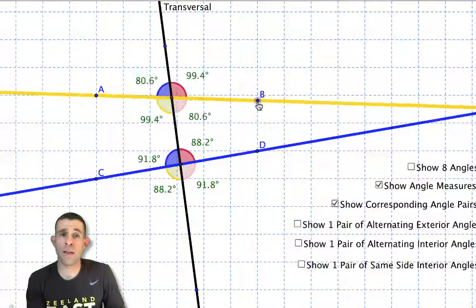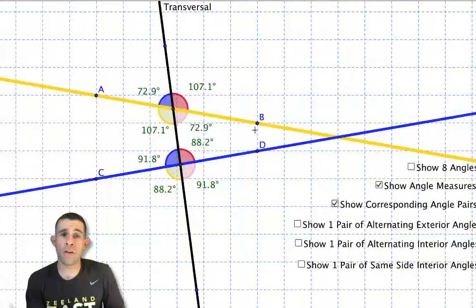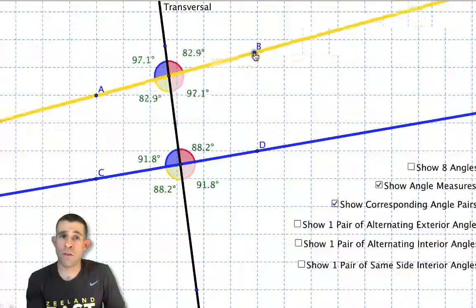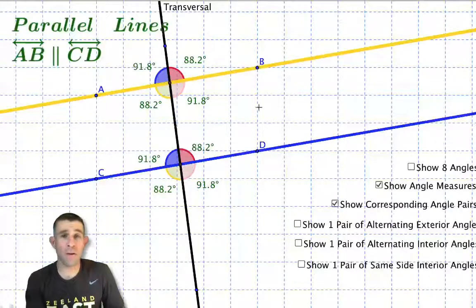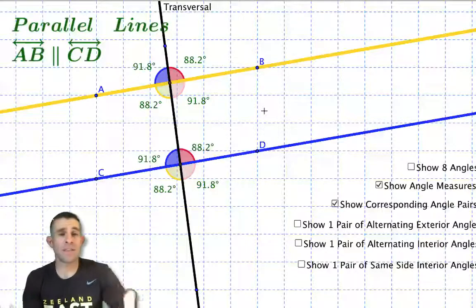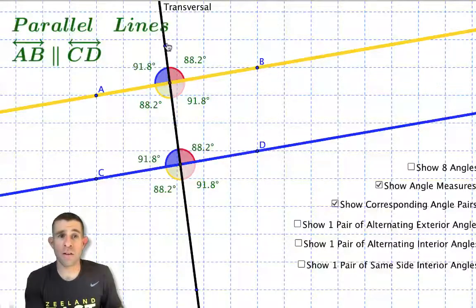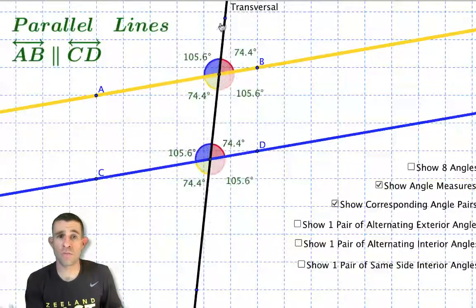Now, let's make my lines so that they're not parallel. Here you can see that my lines intersect. And what do you notice about my red angles? 88.2 and the other one is 107.1. They are no longer congruent to each other. We're going to bring these guys back to the fact that they're parallel, and we can see that they again are congruent to each other.